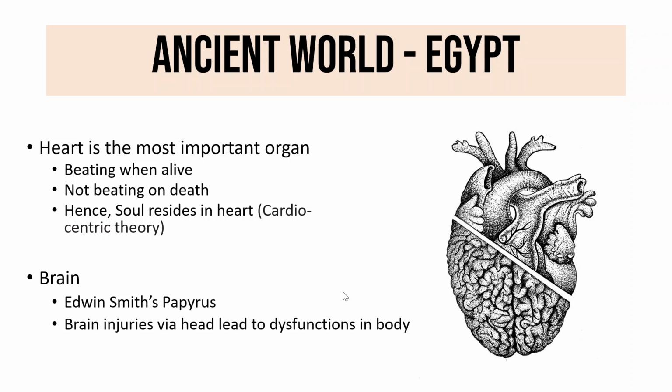But they also had inklings, because they made some observations. What observations did they make? Once you have brain injuries, when your head goes through some accident or something, it causes dysfunctions in your body. Maybe you cannot behave properly, you cannot see, stuff like that. So now we have inklings.